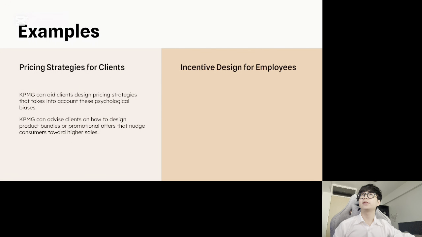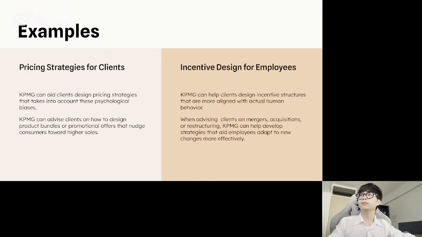Next is incentive design for employees. By understanding these biases, KPMG can help clients design incentive structures that are more aligned with actual human behavior. For example, instead of purely financial bonuses, companies might implement team-based rewards that appeal to the employees' social preferences for group success, or provide non-monetary rewards such as recognition, which can often be a more effective motivator than money alone.